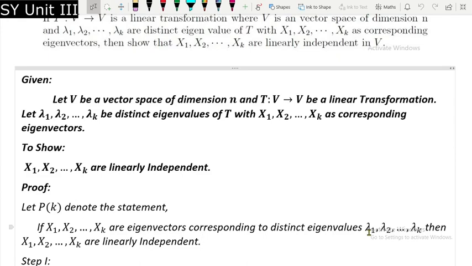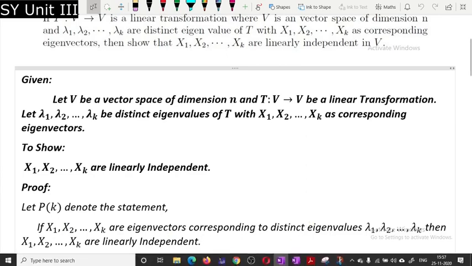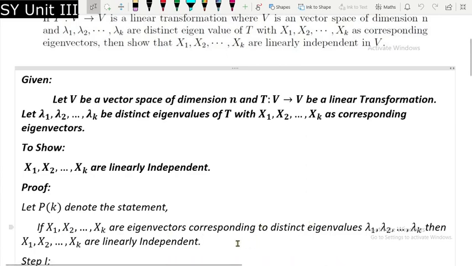Can we say that? Because the eigenvector is non-zero, we have seen this earlier. And we know that a single non-zero vector is always linearly independent, therefore that eigenvector is going to be linearly independent, so no issues with it, therefore P of 1 will be true.